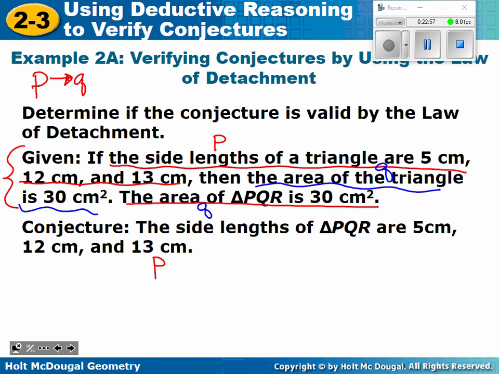It should be invalid because they gave you the Q and concluded the P. And you can't go backwards. And here's another way you can know.